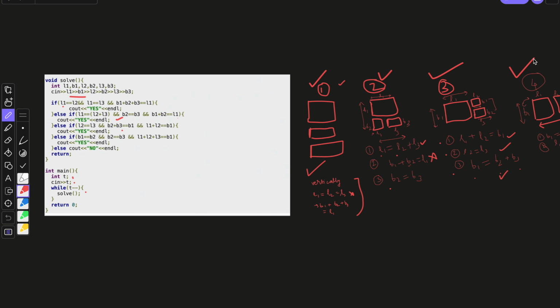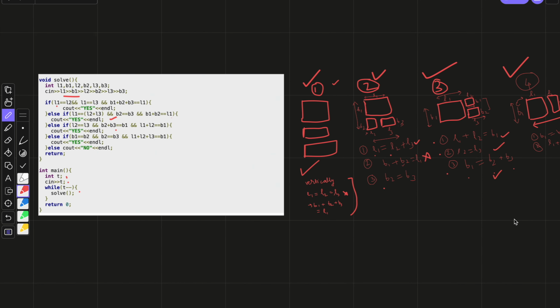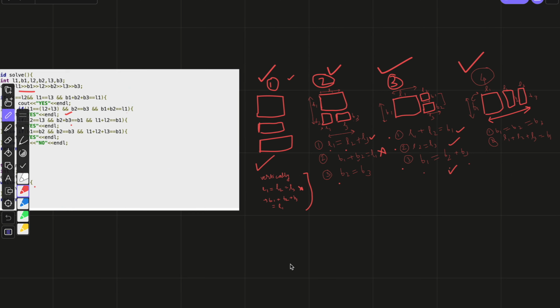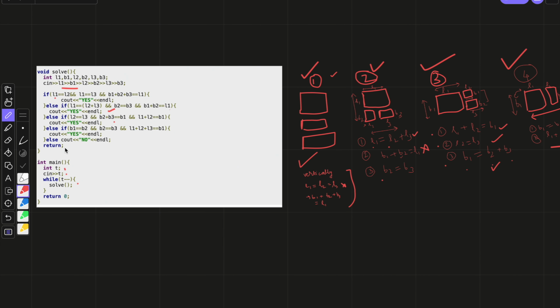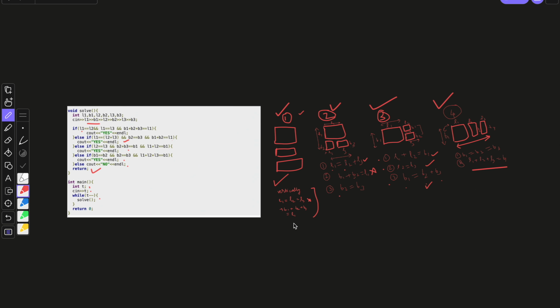Else we move on to the other orientation, which is if B1 is equal to B2 and B2 is equal to B3, that means all breadths are equal, and L1 plus L2 plus L3 is equal to B1, as we can see here, then we print yes. Else we print no, and we return. So if the rectangles don't follow any of these conditions, the output would be no.